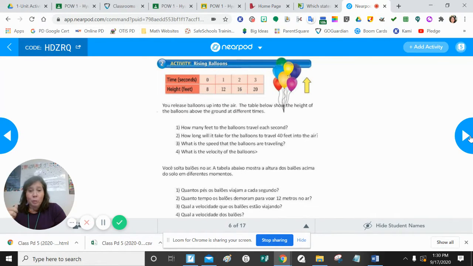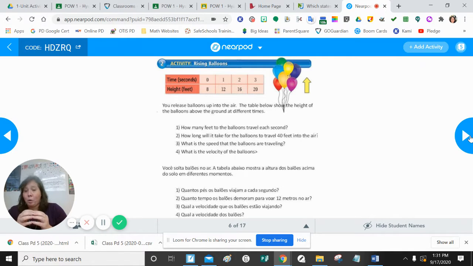Now we're looking at balloons that we let go and they fly up into the air. So flying up into the air is a positive direction. We're going up, so velocity is positive. So looking at the chart, we still have time at the top, feet on the bottom. We're looking at time in 1 second intervals, so unit rates. The distance or the change in feet from 0 seconds to 1 second is 4 feet. The change from 1 second to 2 seconds is again 4 feet. So our speed is 4 feet per second. Our velocity is a positive 4 feet per second.